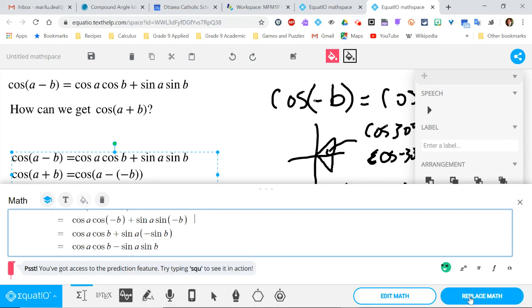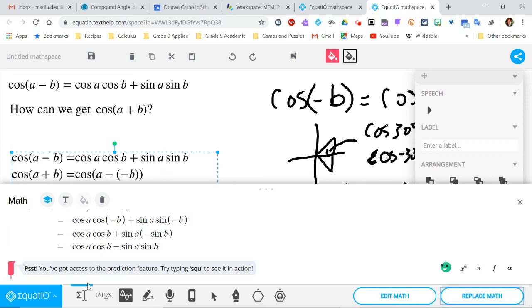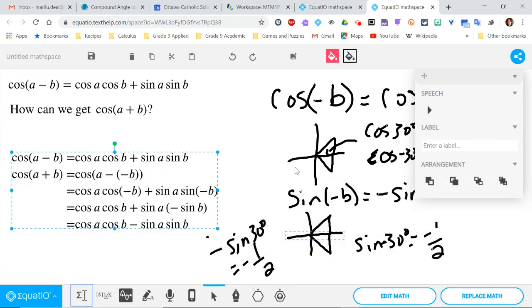Hopefully that helps you better understand how you can go from one expression to the other. It all comes down to recognizing those relationships between sine and cosine and how ultimately they're the exact same periodic function, just shifted slightly.